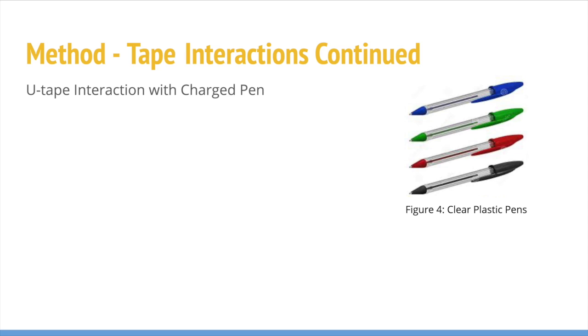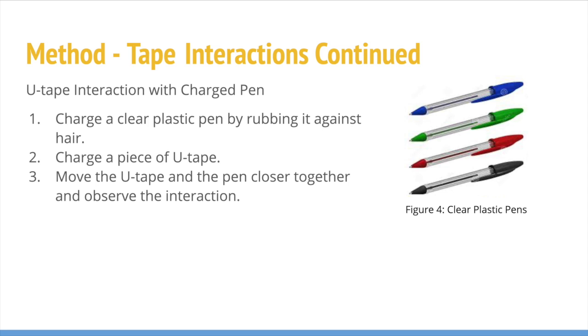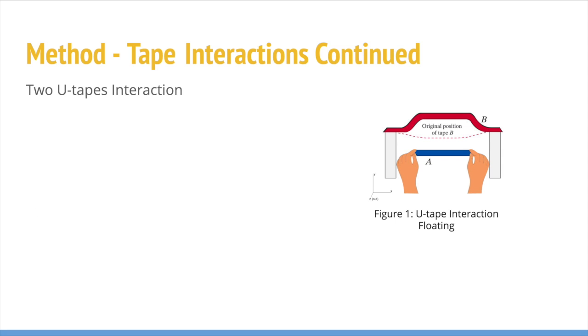In this case, I used a charged pen. So you first want to charge a pen by rubbing the pen against hair, and then charging a piece of U-tape and holding the two objects close together and observing their interaction. Then record your observation. The last interaction that I observed was U-tape interaction with each other.